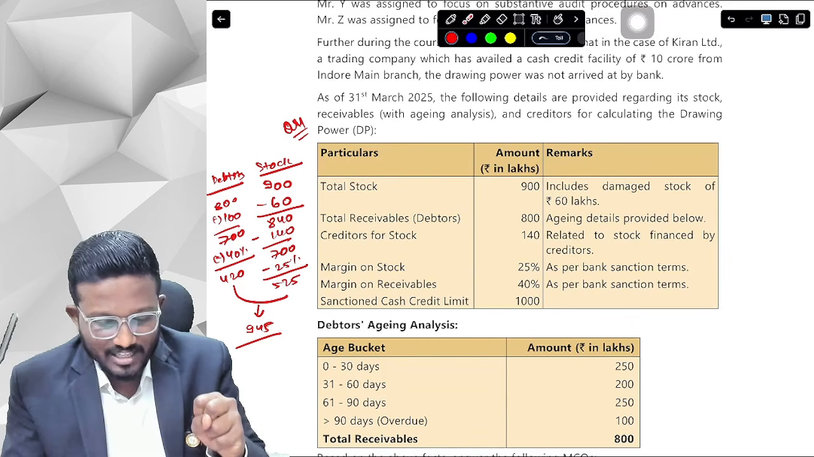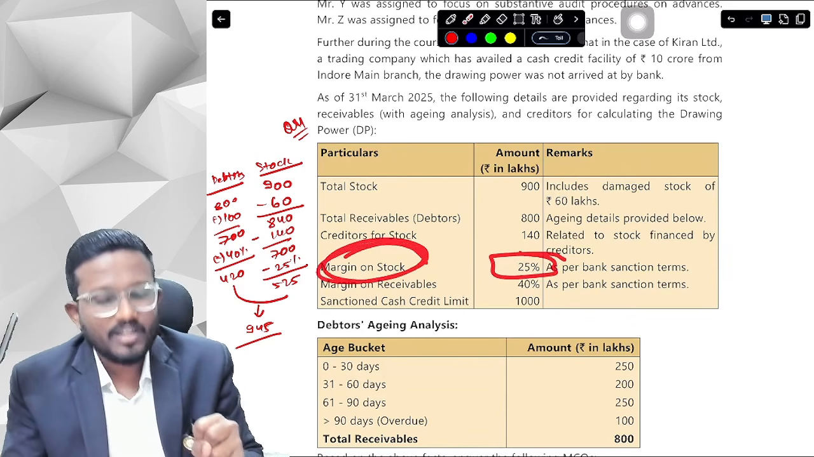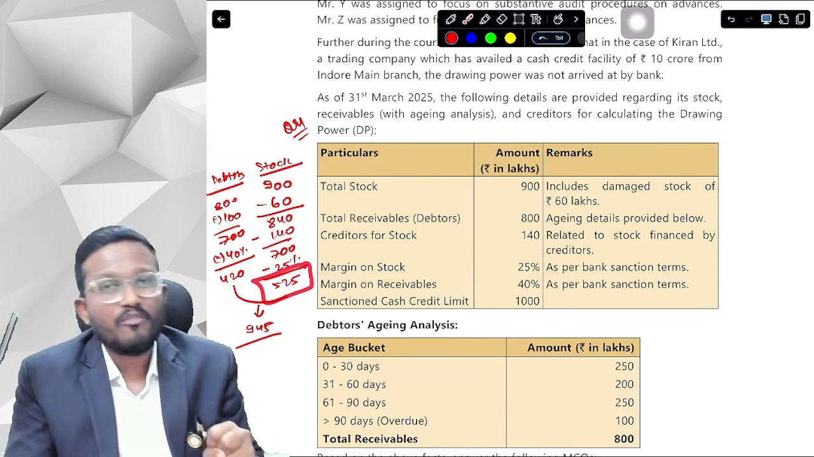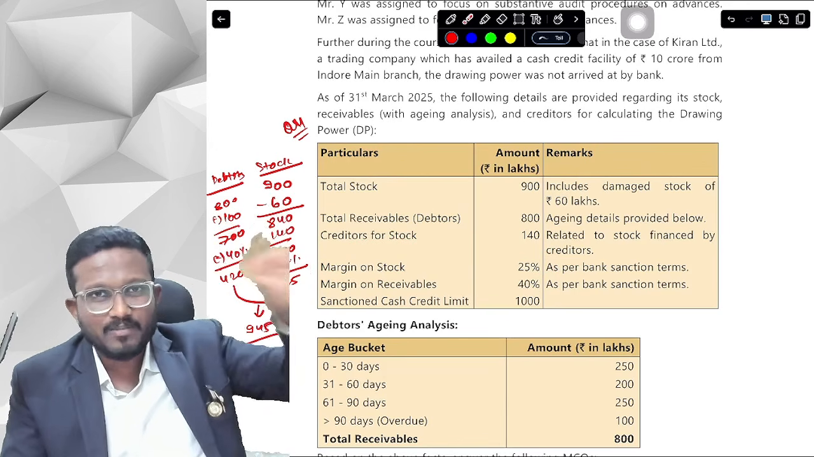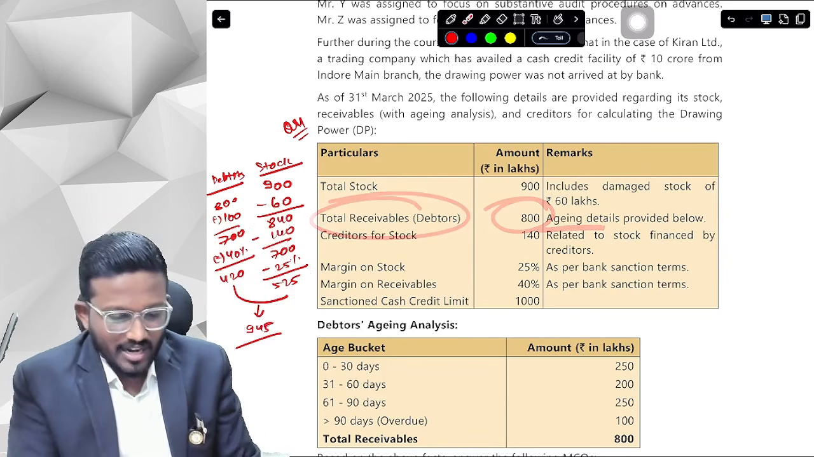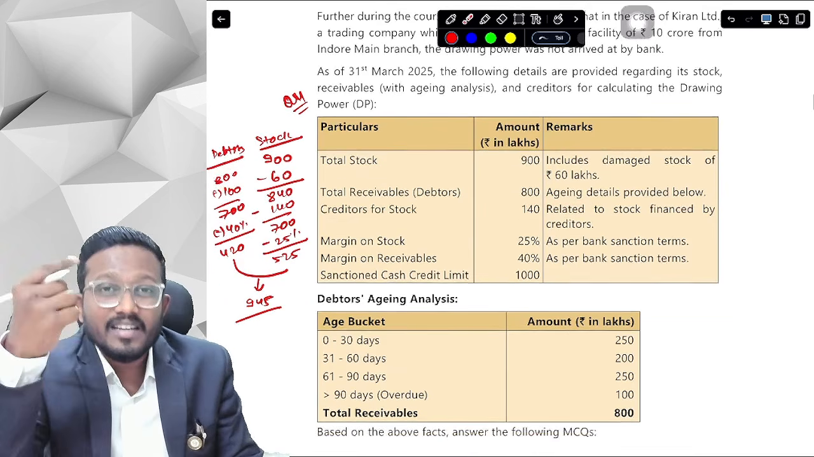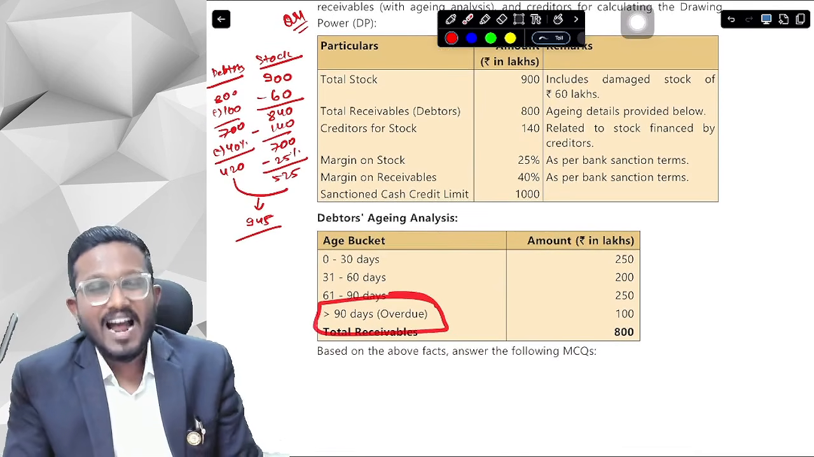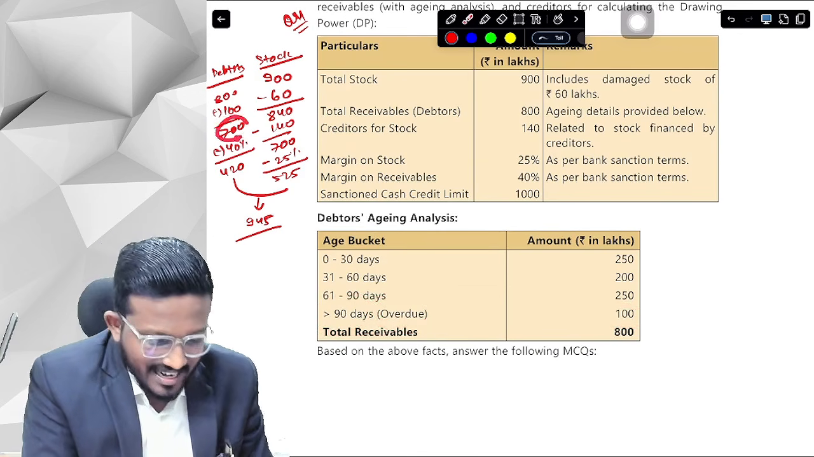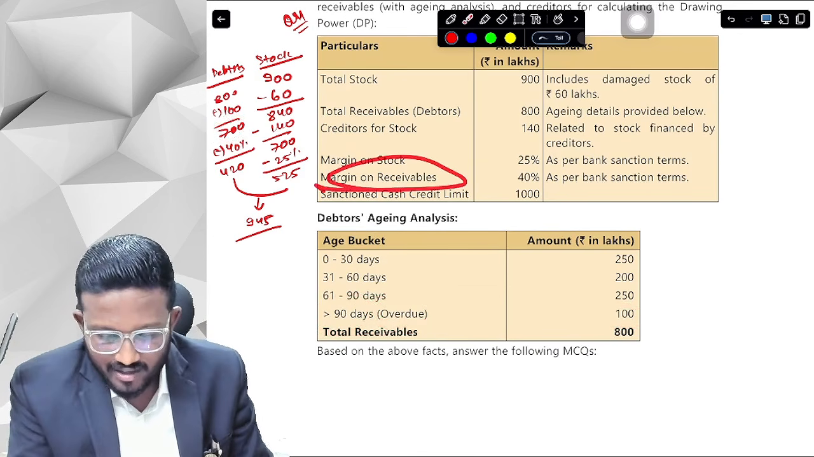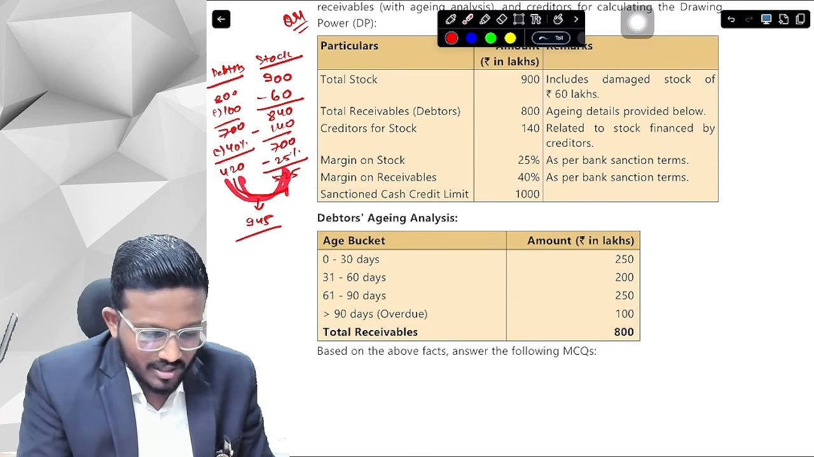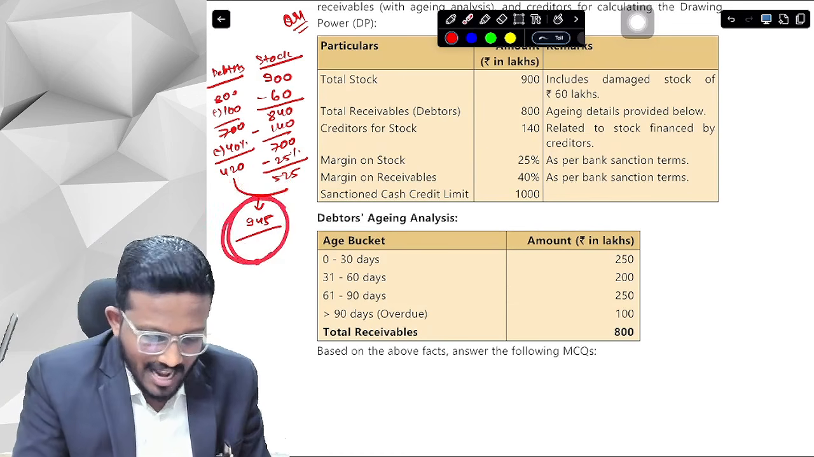700 lakhs is basically our eligible stock. Now they have given the margin on stock. What is the margin on stock? 25%. So we deduct 25% from 700 lakhs, which comes to around 525 lakhs. Okay, yes sir. This was the first part of drawing power. Second is trade receivables. Here we have trade receivables of 800 lakhs, so we have taken 800 lakhs. Now we have to deduct those trade receivables which are overdue, and they have given overdue trade receivables for more than 90 days of 100 lakhs. So we deduct 100 lakhs, so it's again 700 lakhs, and we have to deduct the margin on receivables, which is 40%. So we deduct 40%, which comes to 420, and if we add both, it comes to 945, and this is your total eligible drawing power.